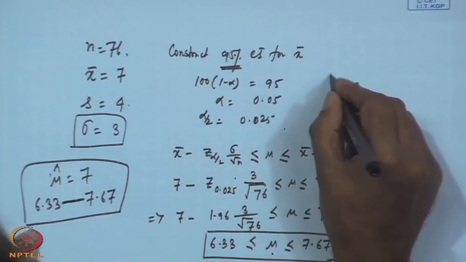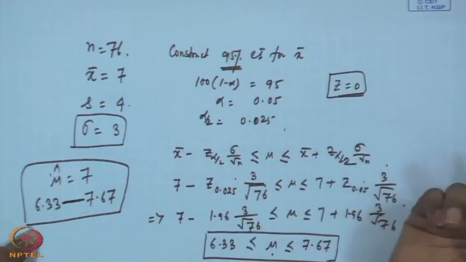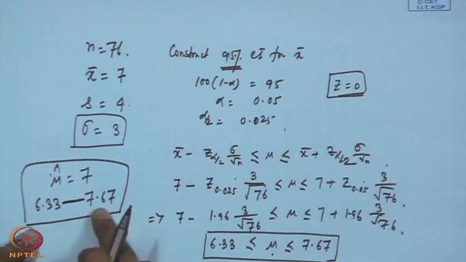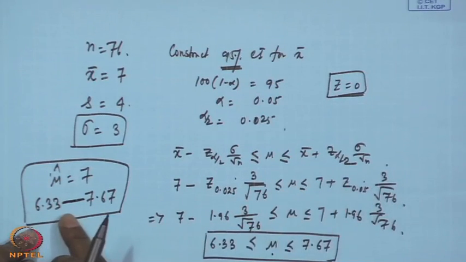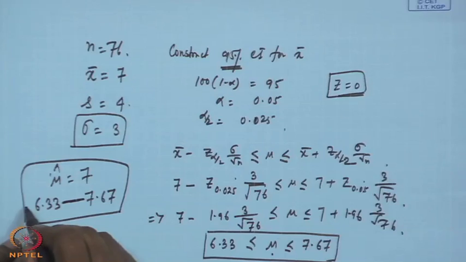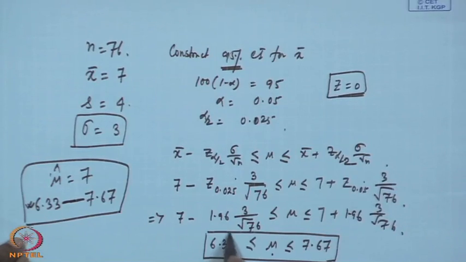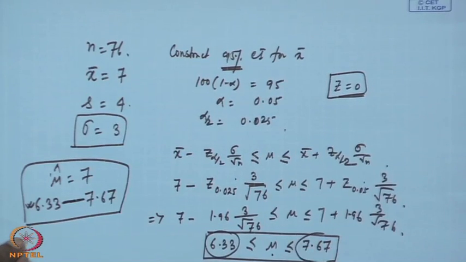Can you find some meaning in that? If I convert into Z, and then translate back to the mu term, what will happen ultimately? You are getting both positive, the left hand 6.33 is positive and 7.67 is also positive.